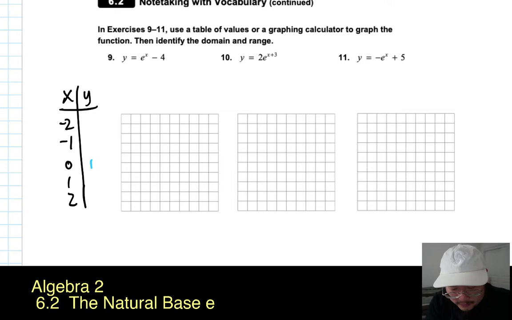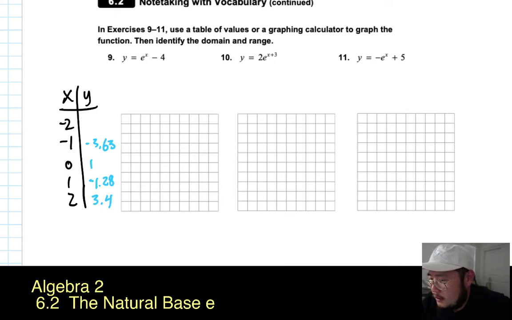We have next up e raised to the second power and then minus 4. I've got 3.38, or looks like it's probably 3.4 right there. Let's go ahead and change that to 3.4. Let's put up next e to the negative first power and then minus 4. We've got negative 3.63, and then e to the negative second power minus 4, and we have negative 3.86. Okay, so we have all these parts right here.